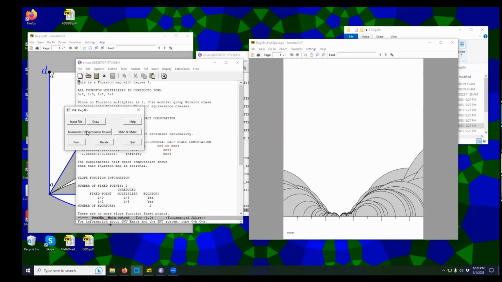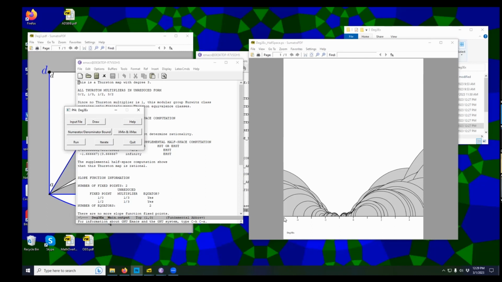Well, there's a button here called the numerator denominator bound. If we click on this button, we get a dialog box here, and we see the number 25 in the dialog box. This 25 is giving a bound on numerators and denominators, absolute value, of slopes to consider. So the program considers all slopes whose numerators and denominators are bounded by 25. We can put in whatever value we like. And it draws a half space corresponding to those slopes. And that's what these half spaces are doing here.